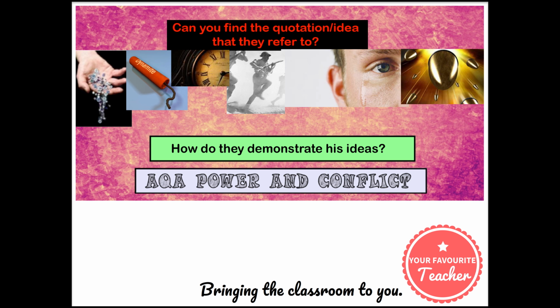I've put up here a number of different images. I want you to find the quotation that refers to each of these images so you can try and build the picture that Hughes is trying to put across for you. Think about how they might link to his ideas on war, and maybe push yourself to think about whether they are similar or different to any of the other poets' ideas about war.